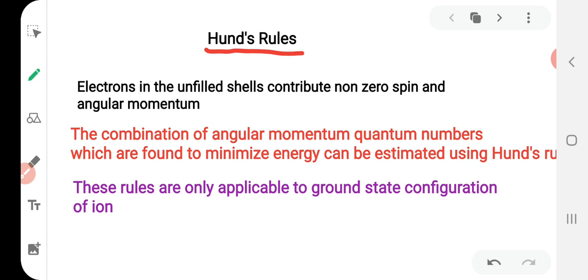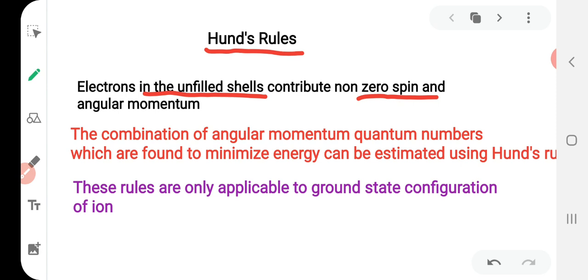And paired electrons or electrons in filled shells, their net angular momentum, that is net spin and orbital angular momentum, will be zero because the electrons are paired and the angular momentum gets cancelled. And electrons in unfilled shells or unpaired electrons, their angular momentum will not be zero. So unpaired electrons or electrons in unfilled shells contribute to the non-zero spin and orbital angular momentum.